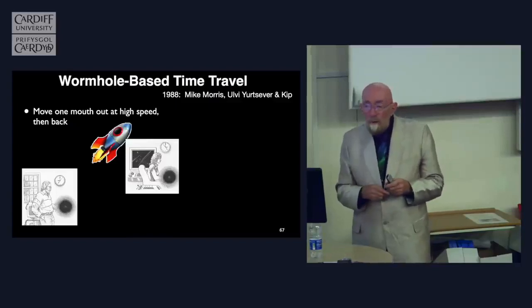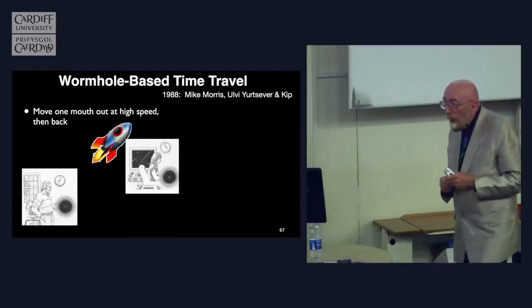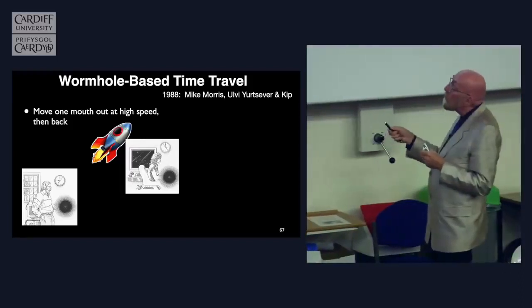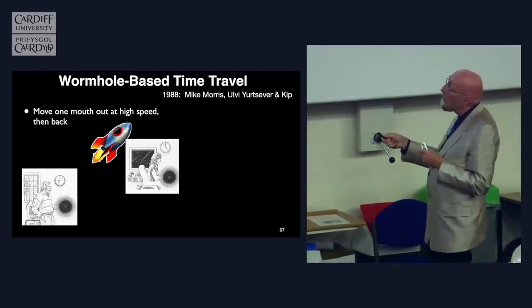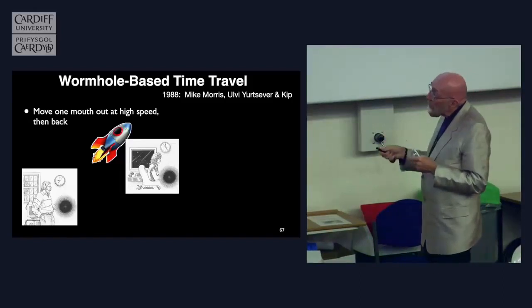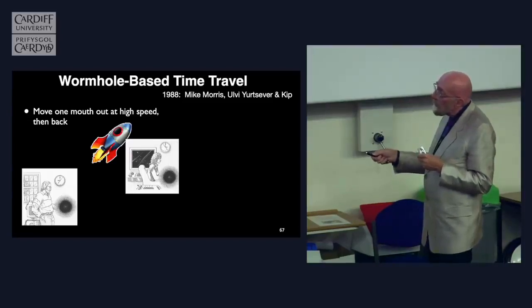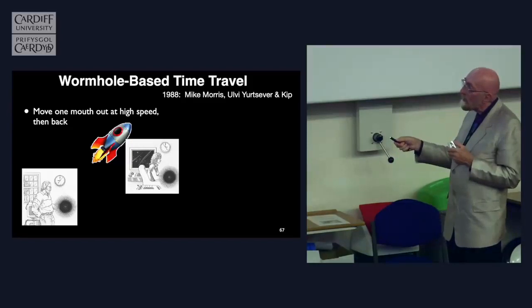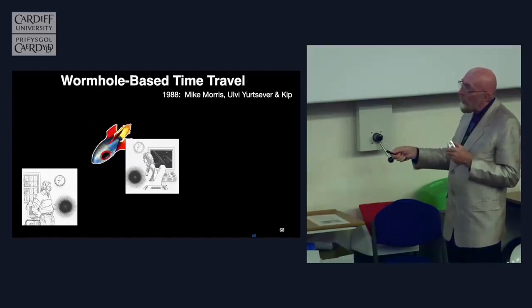Finally, a few words about time travel. This is from a technical paper that I wrote with two students of mine, Mike Morris and Ulvi Yurtsever, in 1988. Suppose that my wife, Carol Winstein, has one mouth of a wormhole, and she's in this rocket ship, and I'm back home with the other mouth of the wormhole. And she goes out. She has a very advanced technology. She travels out close to the speed of light, turns around, and comes back.